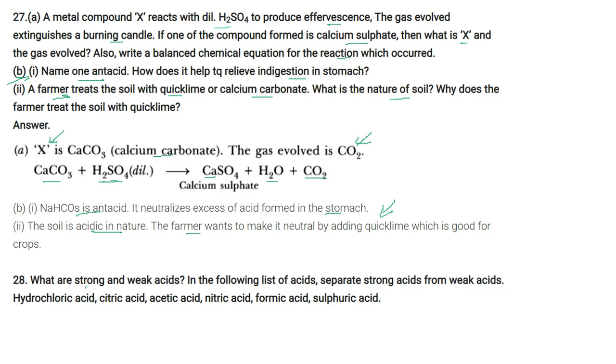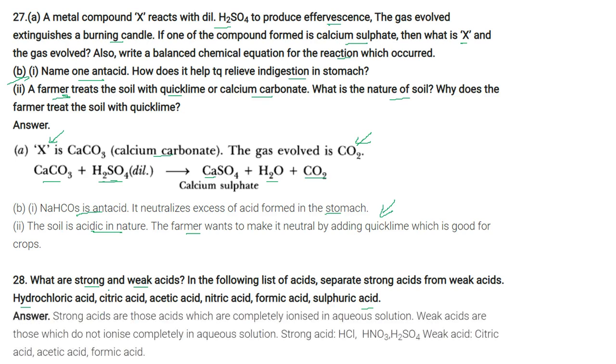What are strong and weak acids? In the following list of acids, from this to this, separate strong acids from weak acids. Strong acids are those which are completely ionized in aqueous solution. So what will be weak acids? Weak acids are those which do not ionize completely in aqueous solution. So the strong acids are HCl, HNO3 and H2SO4, that is hydrochloric acid, nitric acid and sulfuric acid, while citric acid, acetic acid and formic acid are weak acids.